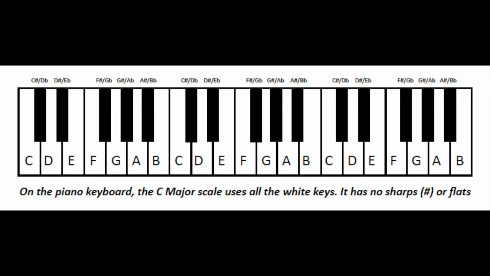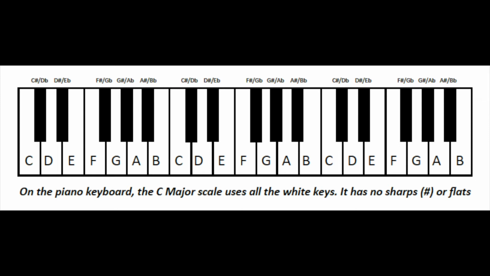Between E and F, there's no black key. And I'll explain how that relationship works on the ukulele. So from E to F, since there's no black key, that's a half step. F to G would be a whole step. F to the black key to the right of it would be a half step.